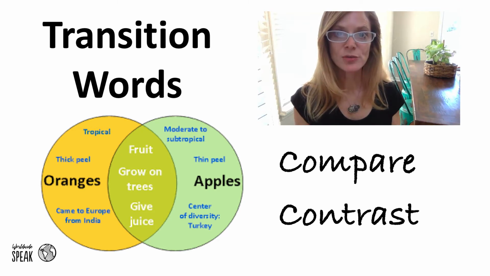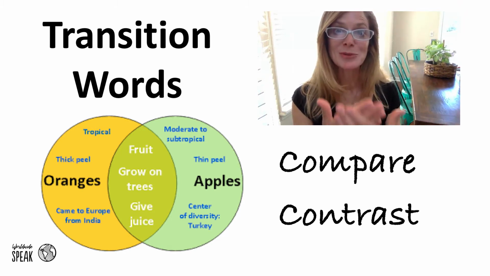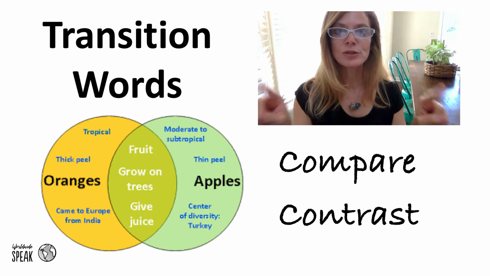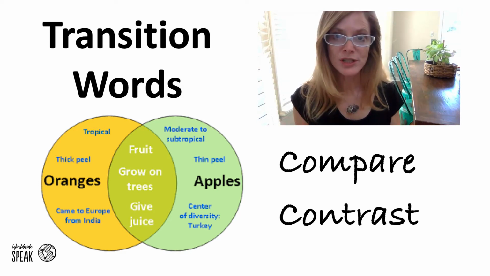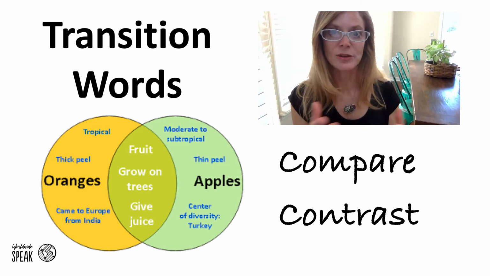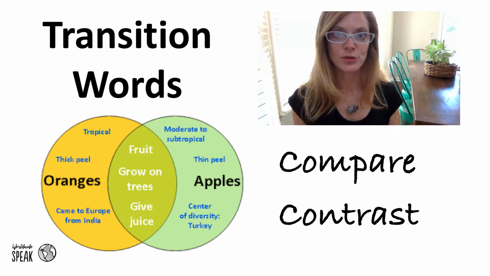Now, the transition words we'll use to show similarity, the place where the two items overlap, where they have something in common. And then we'll use transition words to show contrast. And those are the things that are different between the two things. And these transition words are really important because they signal to the reader, oh, look, this writer is going to compare something to something else, or this writer is going to contrast two things.